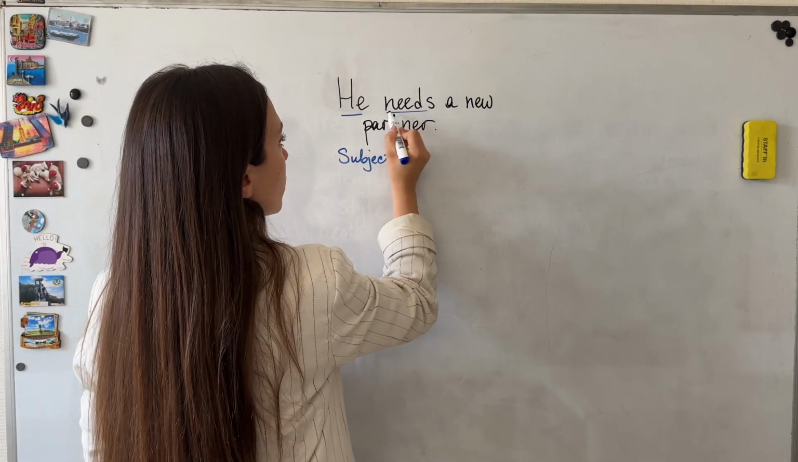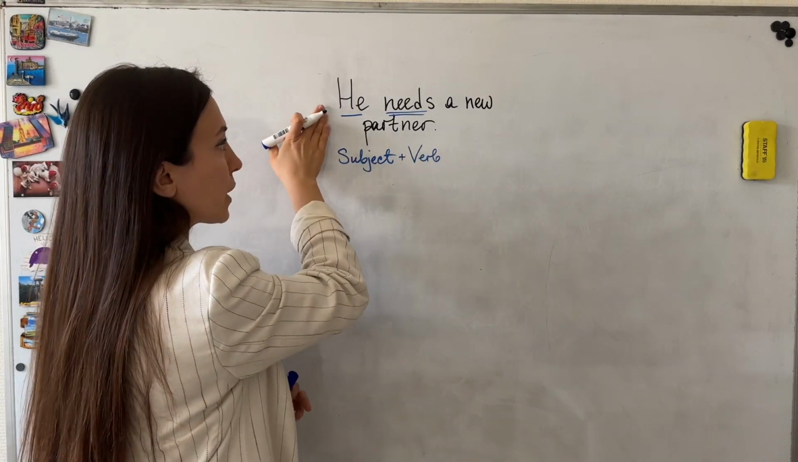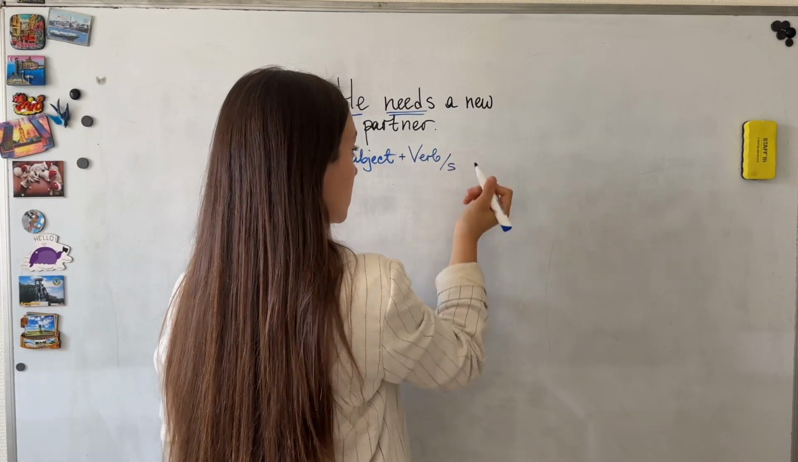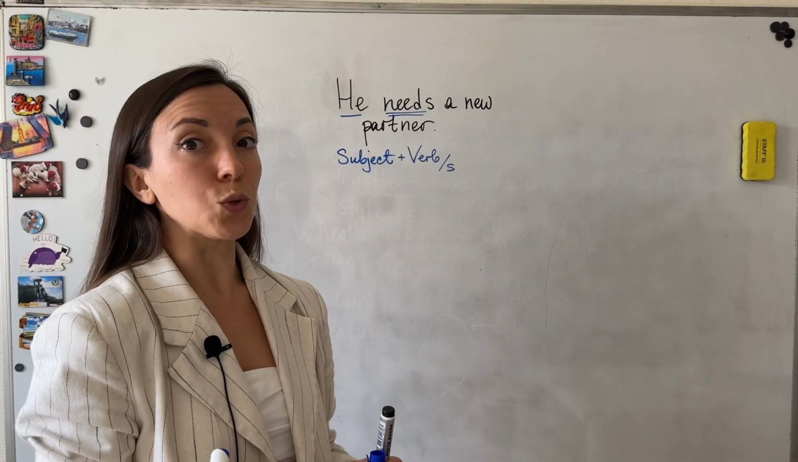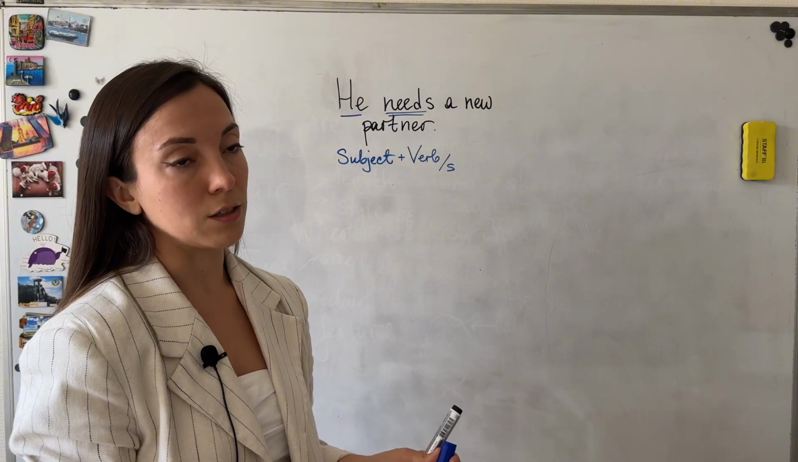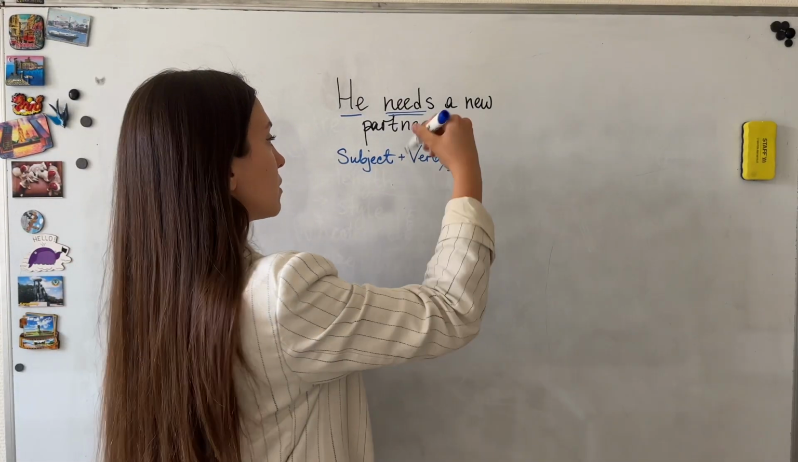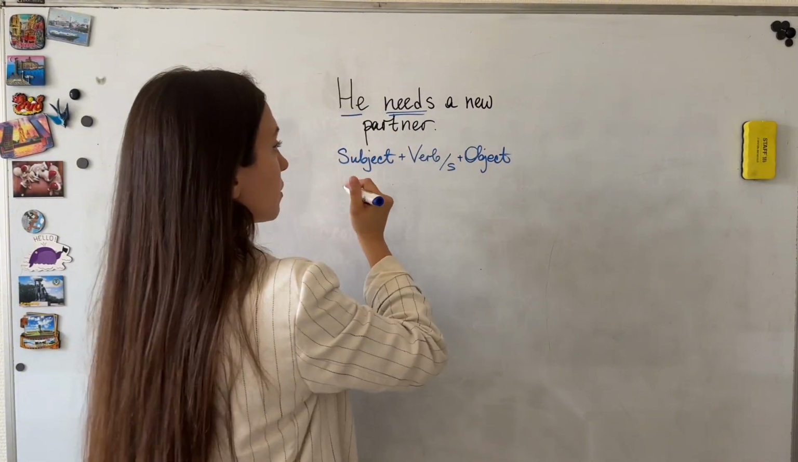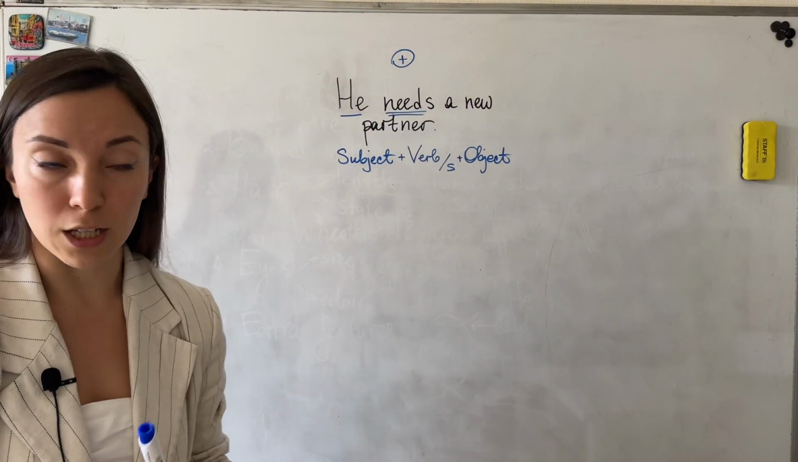What about this one? It's a verb. If we have he, she, it, the ending will be s or es. If we've got I, you, we, they, the ending will be without any s. Okay, and the rest, object. Okay, and this is the formula for positive sentences. Let's make a negative one.